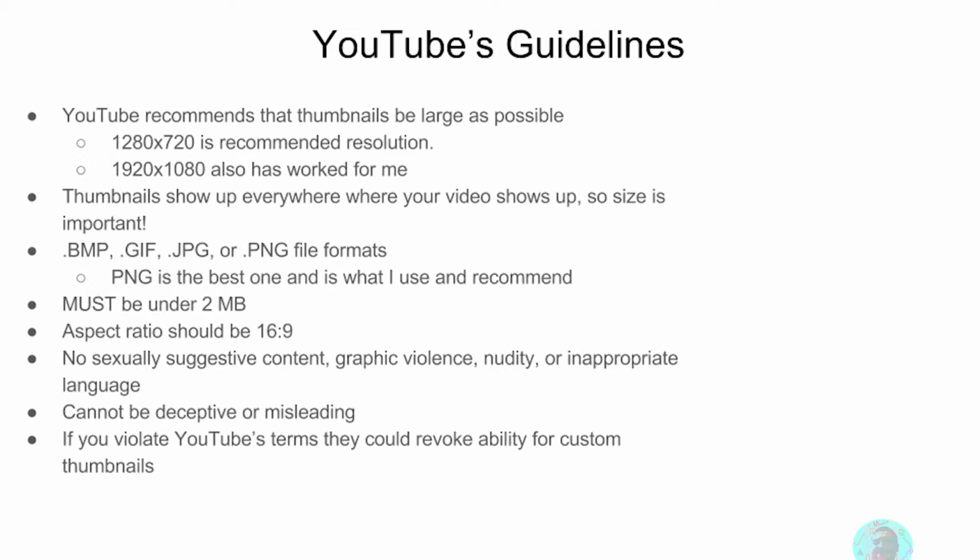All of your thumbnails must follow the YouTube community guidelines, so that means that they cannot contain sexually suggestive material, extreme violence, nudity, or hate speech. They must also not be misleading. Your title and thumbnail must match what your video is actually about, otherwise YouTube could penalize you, especially if someone flags the video for being deceptive. If YouTube determines that you are abusing the custom thumbnails, they will revoke your ability to upload custom thumbnails, and you will be stuck with the crappy auto-generated ones.